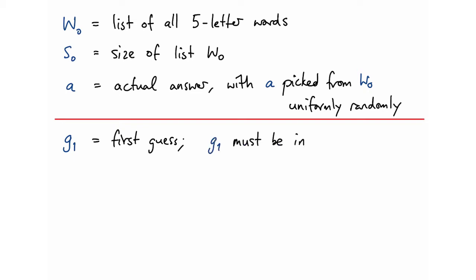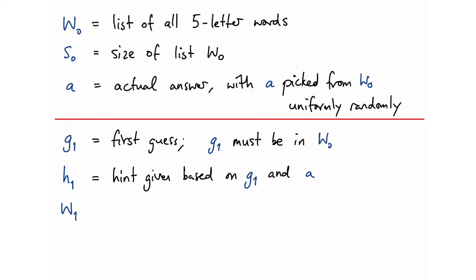Now when we make a guess, the computer will give us back a hint. It will be a 5-letter hint telling which letter is correct, which letter is not, etc. I'm going to call this H1, the hint. This is the hint that is given back to us, and it's going to be based on G1 and also based on A, the actual correct answer that the computer is thinking of. Now once we make a guess and the computer gives us back the hint, we're also going to try to track one more thing. We're going to track the possible words that it could still be, that is still valid, that fits the hint that we have.